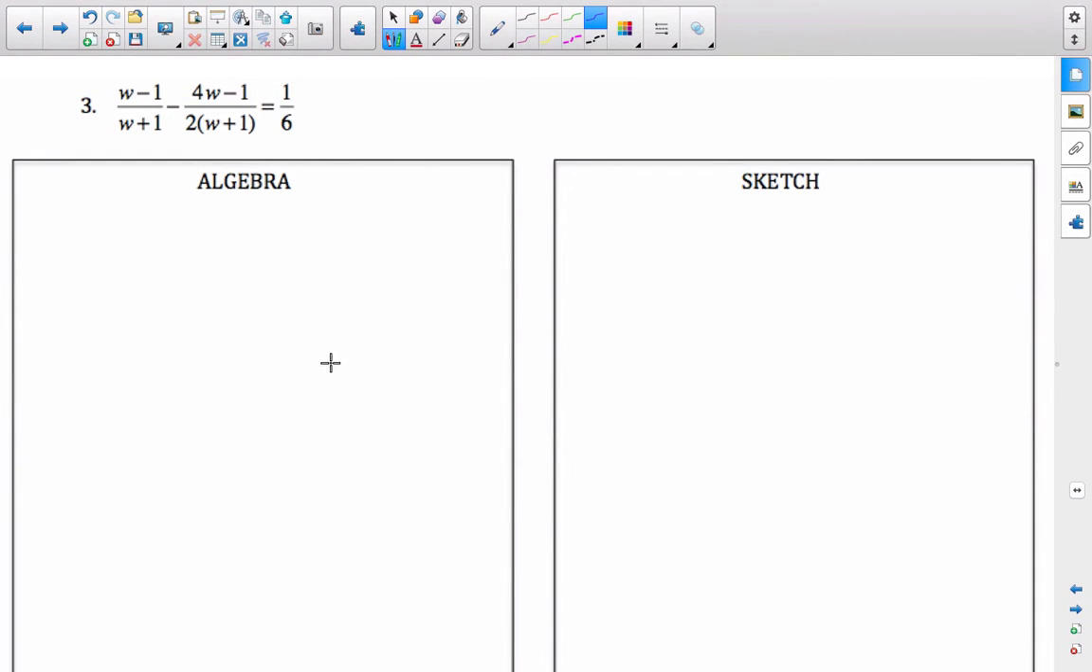All right, so here we are. We're going to do another equation here. It's going to solve for W. And if you remember, the first thing we need to do is get a common denominator.